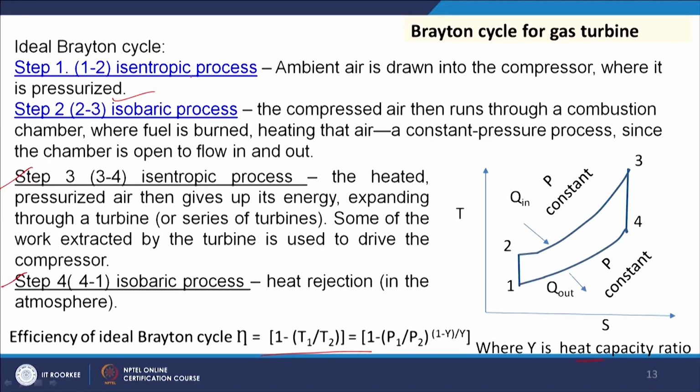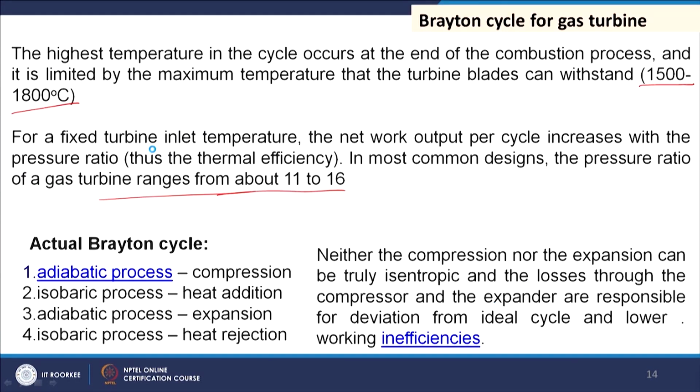But in the actual case, the Brayton isentropic process is not applicable. We get an adiabatic process, that is compression, then isobaric process, heat addition, and adiabatic process, expansion in the turbine, and then isobaric process, heat rejection. So, these are the different steps of the thermodynamic cycles of steam and gas turbines.